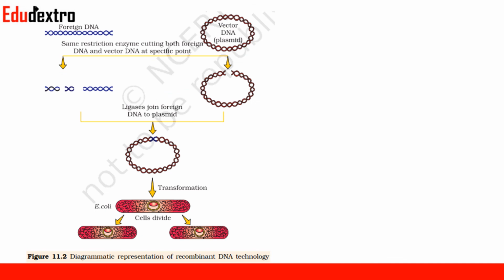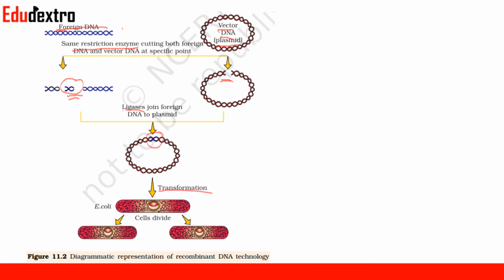So this is another diagram which shows that you are basically cutting with the same restriction enzyme. This is your foreign DNA and this is your vector DNA, that is the plasmid. When you cut, you get the cut ends over here, and when you use ligase, this piece of DNA is incorporated over here.